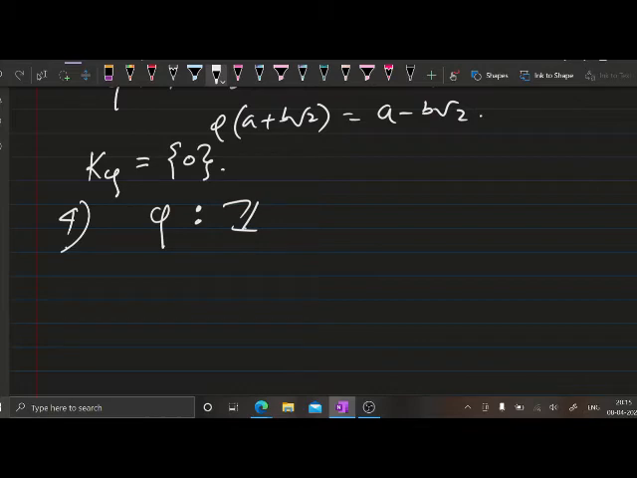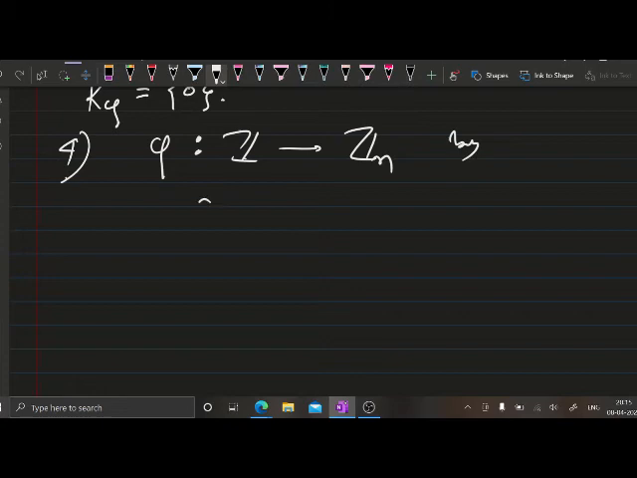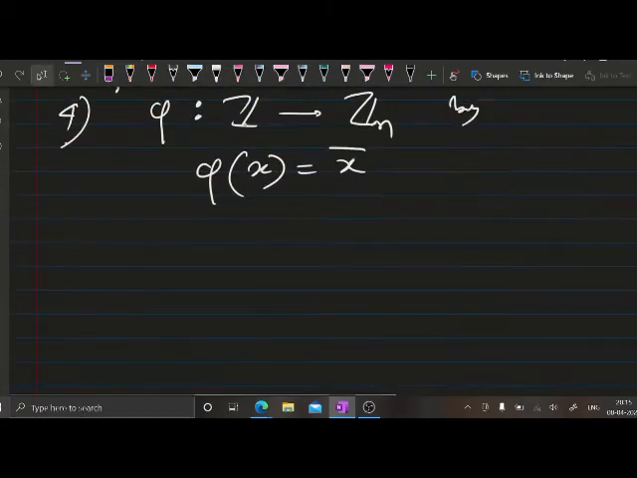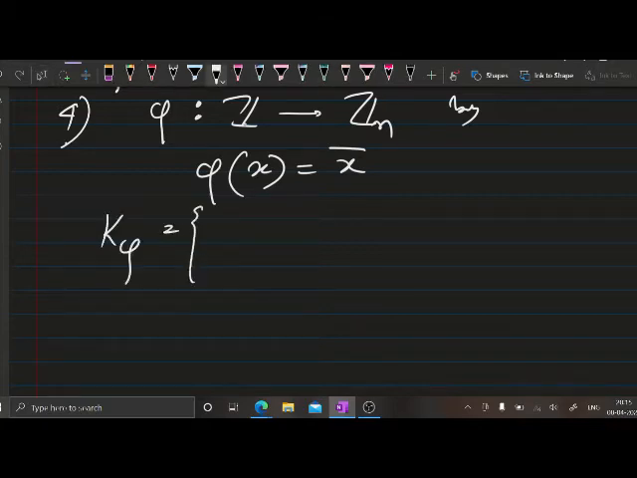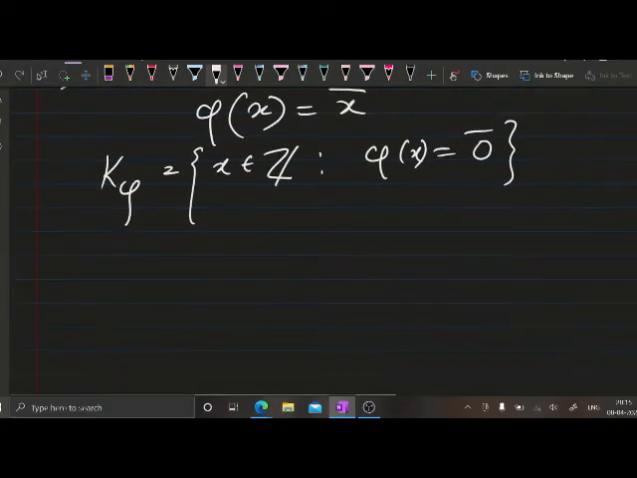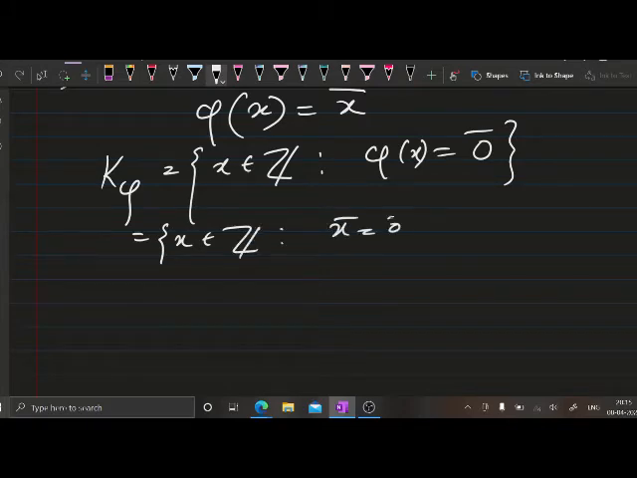Suppose you take the ring Z plus dot and you take the ring Zn. Then you can define a map here: x goes to x class. This is evidently a ring homomorphism from Z onto Zn. If you check the kernel, you will see that this is the set of all x belonging to Z such that phi of x equals the 0 of Zn, that means 0 class. So that is the set of all x belonging to Z such that x class equals 0 class.